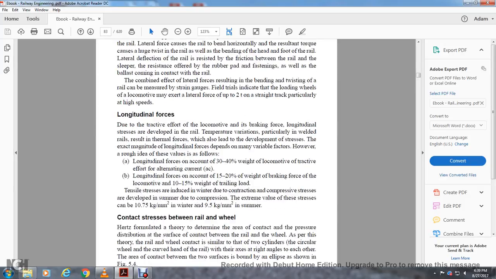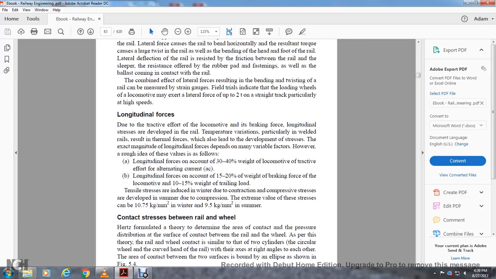Longitudinal forces. Due to the tractive effort of the locomotive and the braking force, longitudinal stresses develop in the rail. Temperature variation, particularly in welded rail, will result in thermal forces, which also lead to development of stress. The exact magnitude of longitudinal forces depends on many variable factors. However, a rough idea of these values is followed.